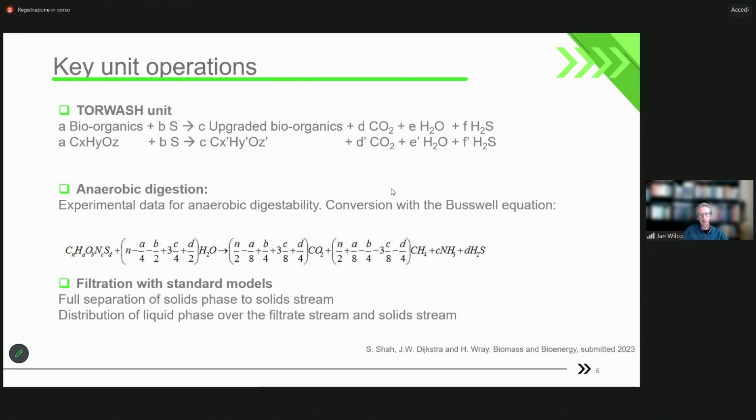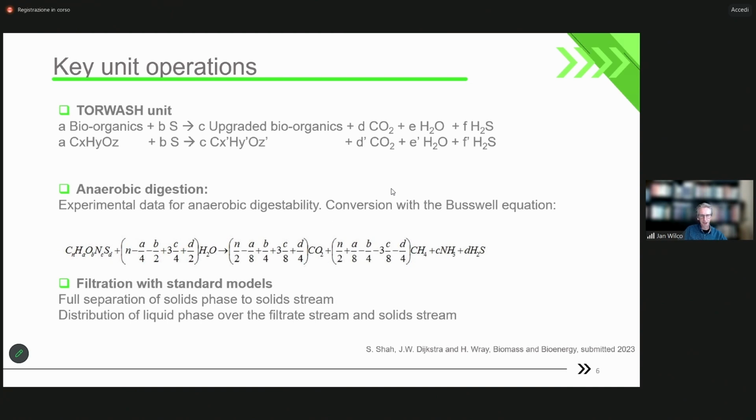So with quite a simple lab experiment, we could hopefully predict the working of the Torwash system for the large-scale applications. For anaerobic digestion, we used the experimental data for anaerobic digestibility, and then the digestion of the biomass that is converted is modeled with the Buswell equation, a well-known equation that gives how much methane you get from biomass.